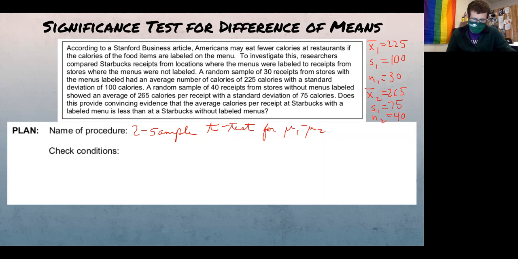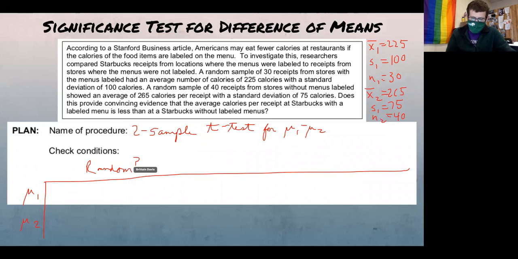So remember checking conditions. And even though we haven't done this test yet, I asked you to kind of anticipate things. So if we're looking at the first one, if we're looking at our conditions, the conditions are still the same, except now we have to check it for 2 different samples.